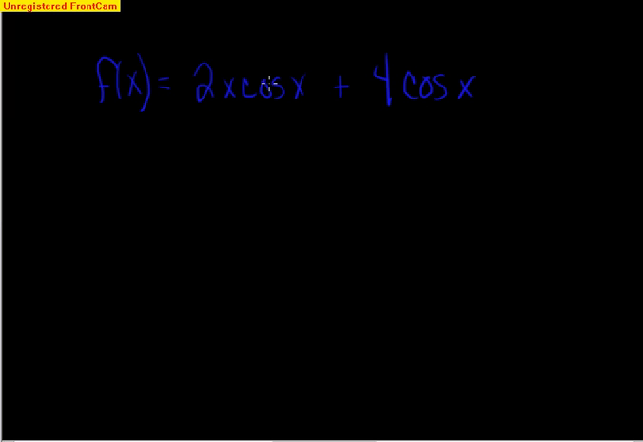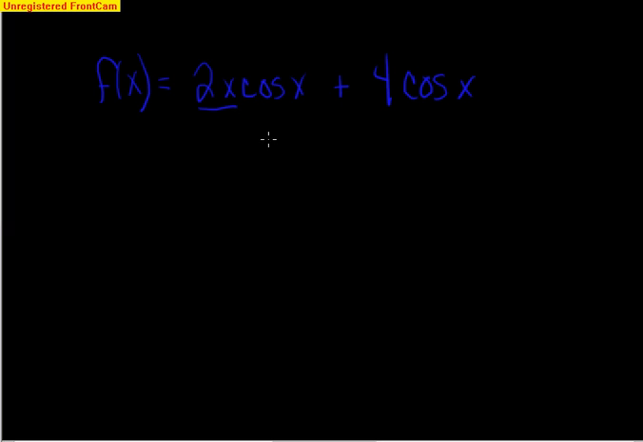So our function is 2x cosine x plus 4 cosine x. So we have to think about, when do I need to use the product rule? That's such a common question from students. How do I know if I need to use it? Well, you want to look at, are you taking a function of x times a function of x? Which in this case you are.